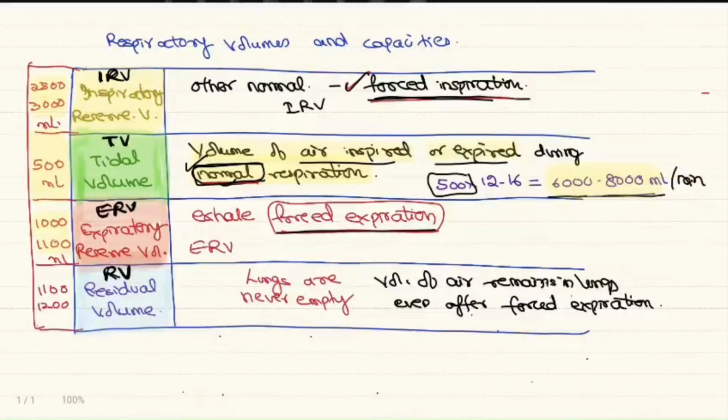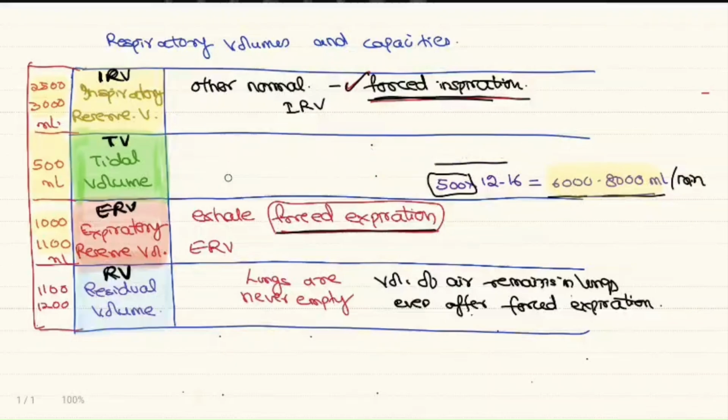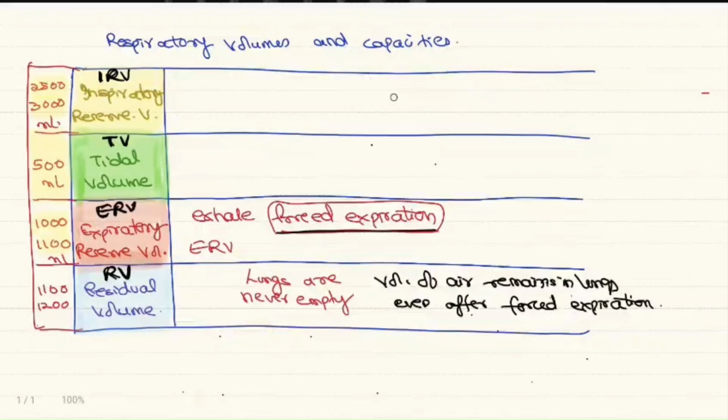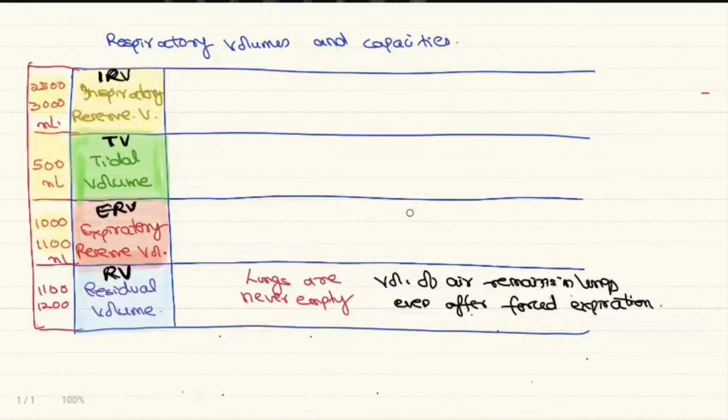So let's revise. What is TV? The tidal volume is the volume of the air which is inspired or expired during the normal respiration. This is 500 ml for one time, and for a minute it is 6000 to 8000 ml. Other than normal respiration, what I can take extra during the forced inspiration is called as IRV, which is 2500 to 3000. Other than normal, which I can exhale by forced expiration, is called as ERV, that is the expiratory reserve volume, which is 1000 to 1100.